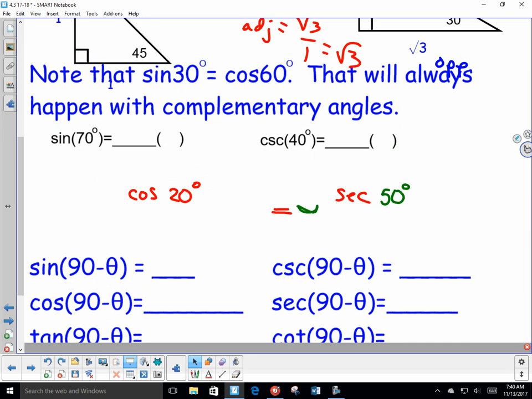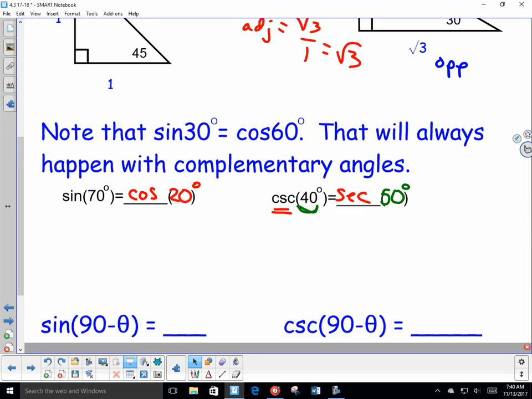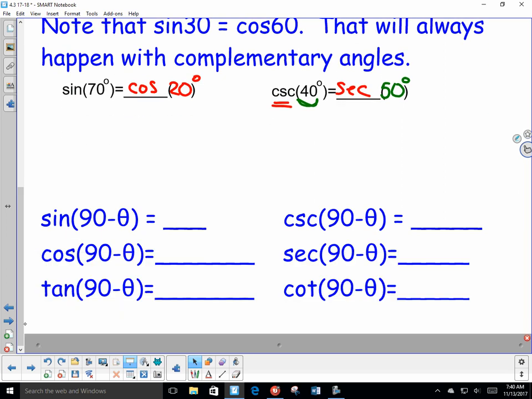In general, we can summarize this with these statements. So if we have sine of 90 minus theta degrees, that's going to be equal to what? Well, the cofunction of sine is cosine, and the complement of 90 minus theta would be theta, right? Because if I add theta and 90 minus theta, I will get 90 degrees, right?